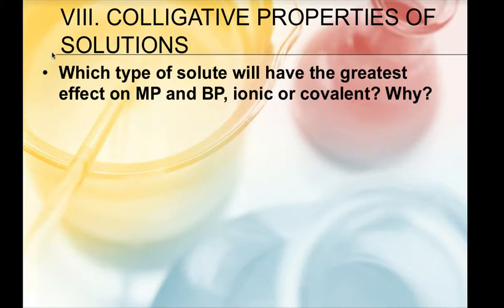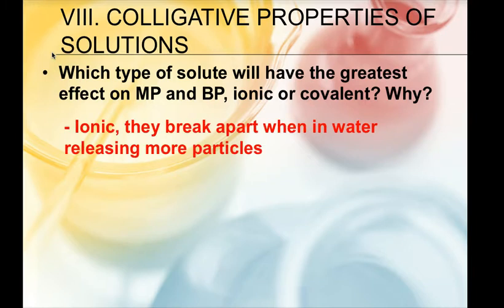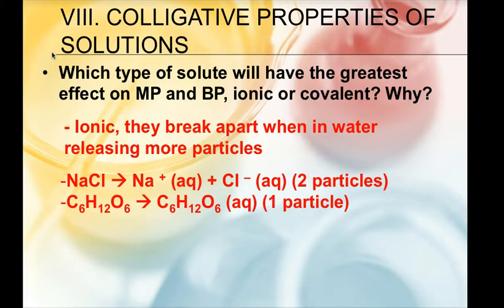So again, which type of solute will have the greatest effect on melting point and boiling point, ionic or covalent? Well, we already know it's ionic, and the reason is because they break apart into ions when you put them in water. And again, here are examples. When you take one NaCl particle and put it in water, it splits into two particles, an Na+ and a Cl-. When you take a single glucose molecule, or any sugar molecule for that matter, it never breaks apart into ions, it stays intact. So you kind of get more bang for your buck when you dissolve salts in water than you do sugars in water.